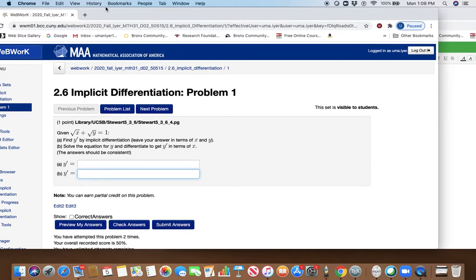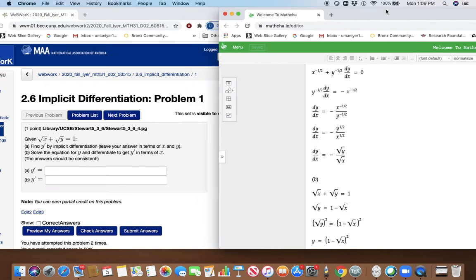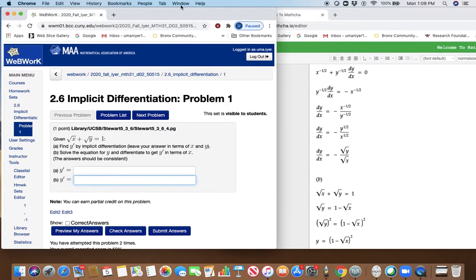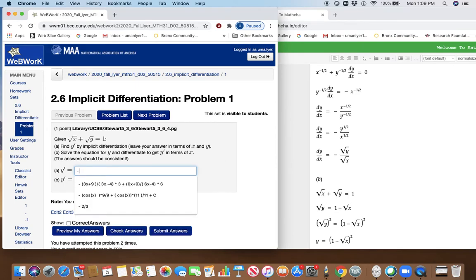All right. So keep that in mind. Okay. So part a is implicit. You need both x and y variables. So negative square root y in the numerator over square root x in the denominator.